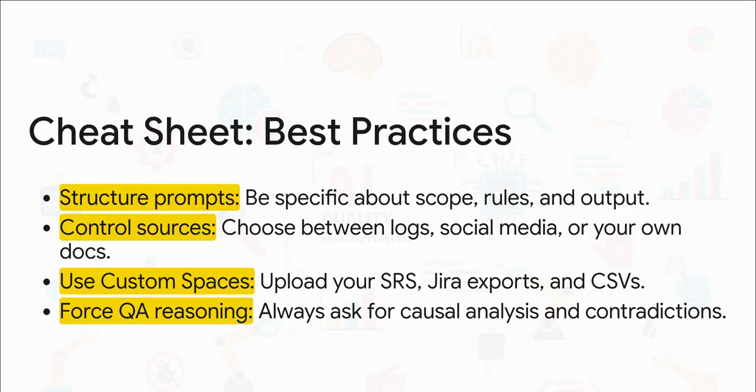So let's put it all together into a simple cheat sheet. First, always structure your prompts with scope, rules, and output. Second, be deliberate about your sources. Are you looking at logs, social media, or your internal docs? Third, use custom spaces fed with your team's data to get true expertise. And finally, always push the AI to find the why by asking for that causal analysis and contradictions.